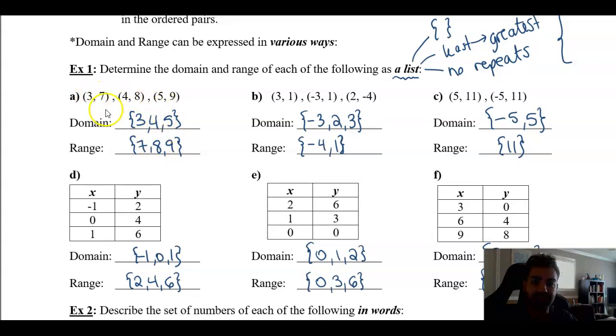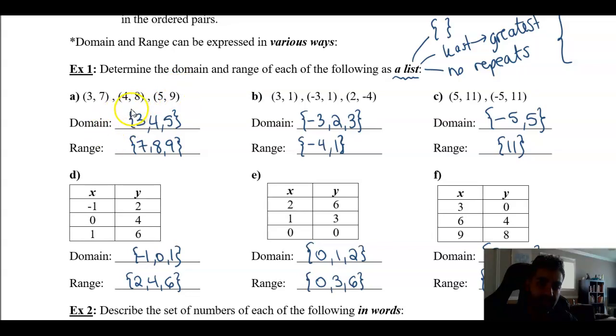Say you have a set of pairs: 3, 7; 4, 8; 5, 9. Remember these are spots, or positions, on a graph. So when x is 3, y is 7. X is always the first number. When x is 4, y is 8. When x is 5, y is 9. So what is the domain and range? Writing as a list.